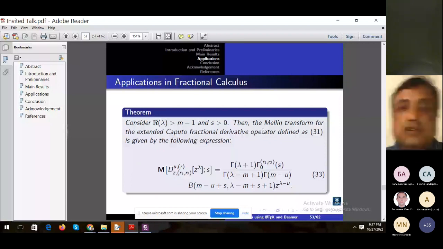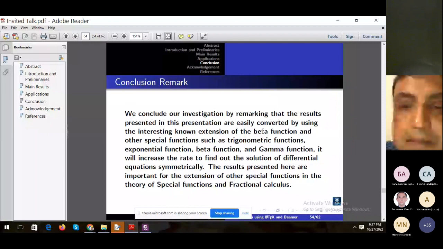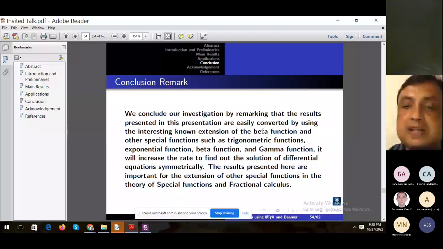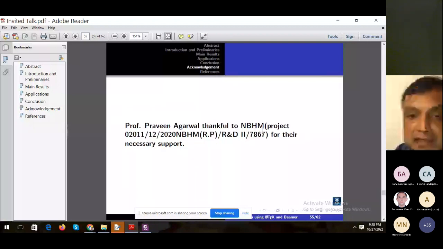We conclude our investigation by remarking that the results presented in this presentation can easily be converted by using the interesting known extensions of the beta function and other special functions such as trigonometric function, exponential function, beta function, and gamma function. It will increase the rate of finding solutions of differential equations symmetrically. The results presented here are important for the extensions of other special functions in the theory of special functions and fractional calculus. My present investigation is sponsored by the National Board of Higher Mathematics project, and I am very thankful for their necessary support.